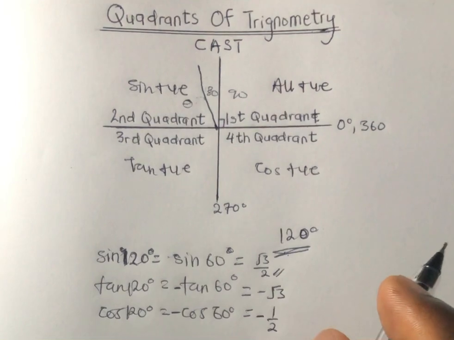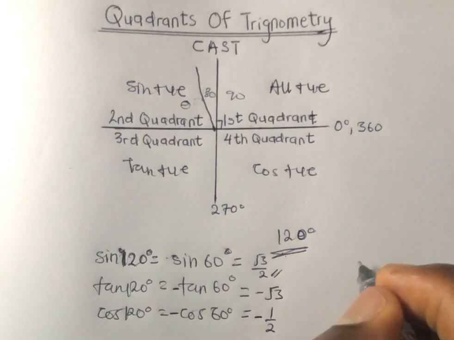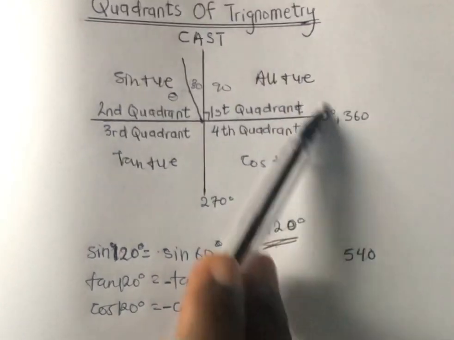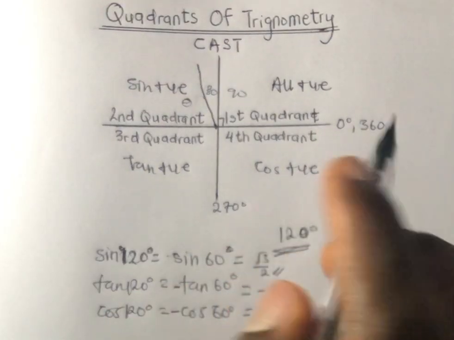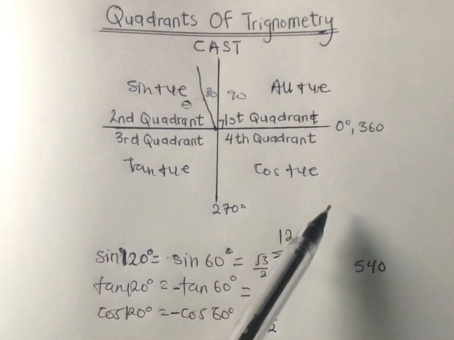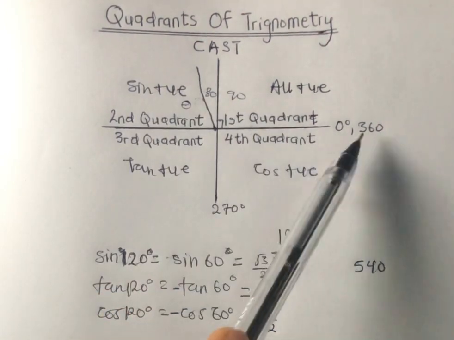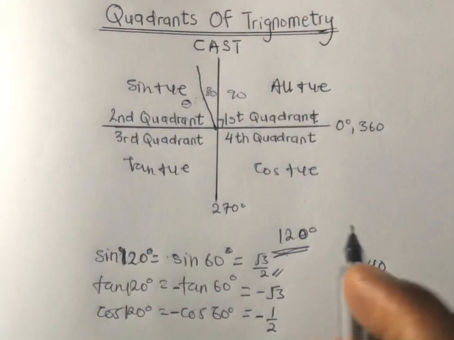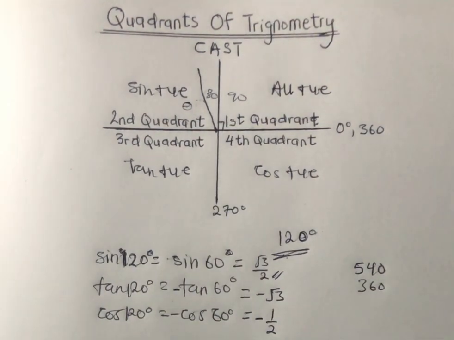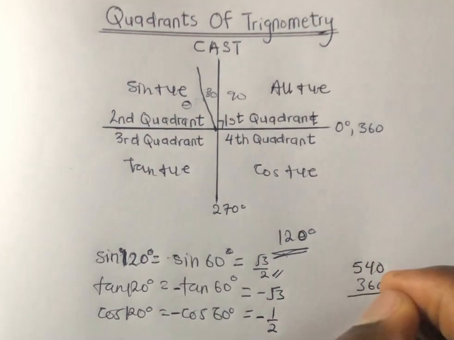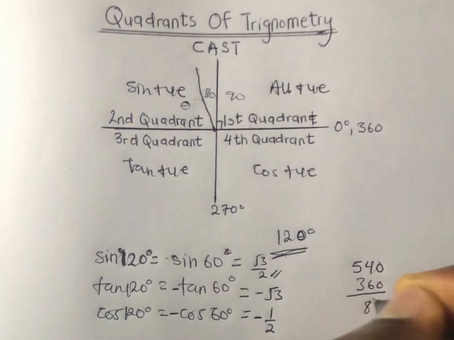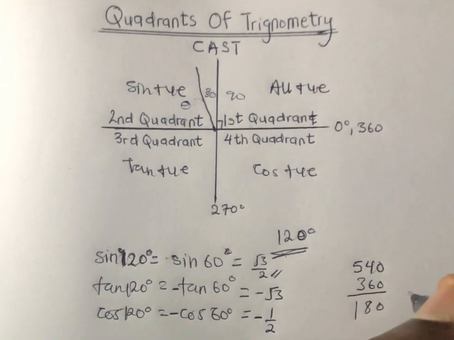Let's take one more example. Having the angle 540 degrees, how can we express it on this table? Now, this is actually greater than 360 degrees, and the maximum we can have here is 360. Therefore, what we do is that we subtract 360 from this, and by doing so we get 180 degrees.